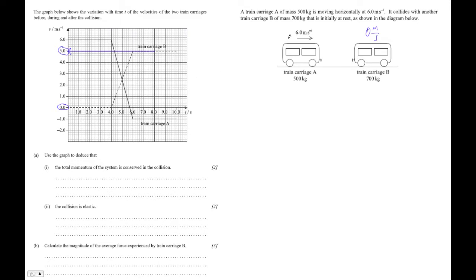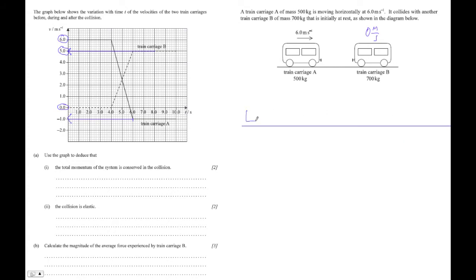And then train car A is moving at 6 meters per second before the collision, and then after the collision, notice that train car A is moving at -1 meters per second. So let's draw a little before and after picture.